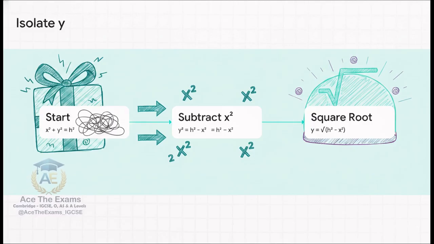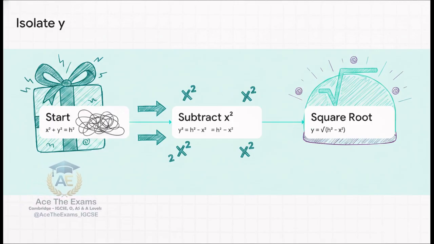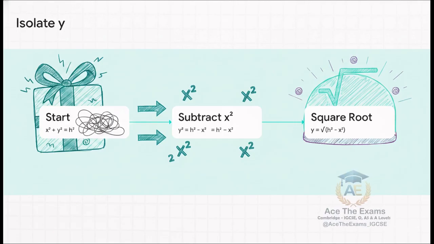Better, but y is still squared. And what's the opposite of squaring something? Taking the square root. So we square root both sides, and we are left with y equals the square root of h squared minus x squared. You just systematically peel back the layers to isolate your target.